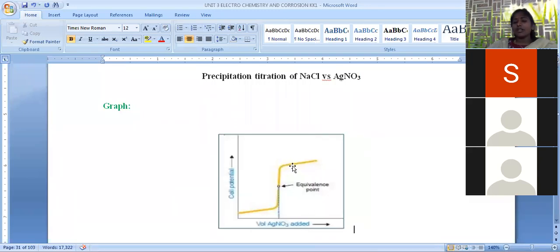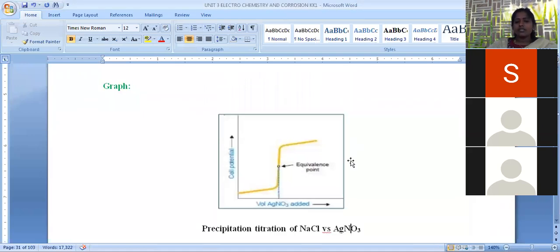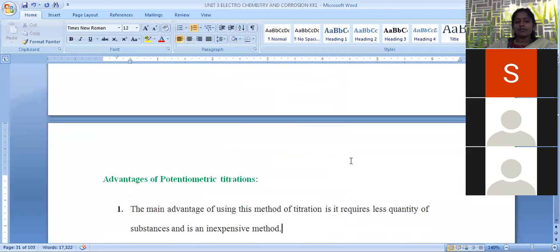Even in the case of precipitation titration, we have a normal S shape of the graph, where the point of inflection is taken as the end point. This is the equivalent point. So from this value, it is possible to determine the concentration of the unknown solution. So this is about the precipitation titration.